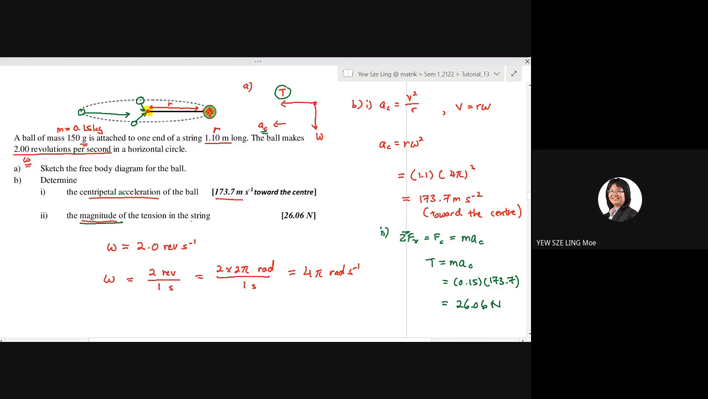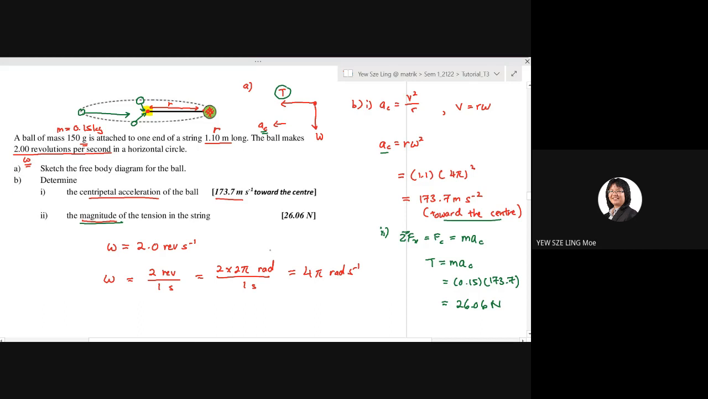Now, if the question wants you to state the direction, then what is the direction? Also towards the center, because it is the force that causes your object to move in circular motion. Therefore, it is in the same direction as AC. So AC is towards the center. T is also towards the center. So that is question number 5.